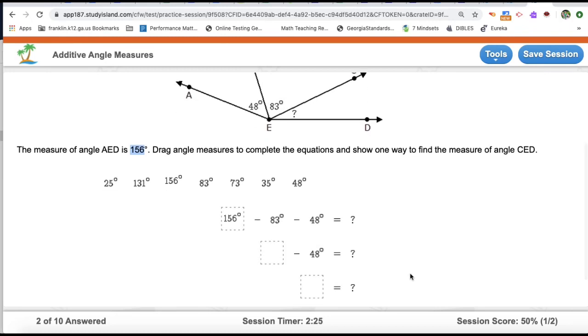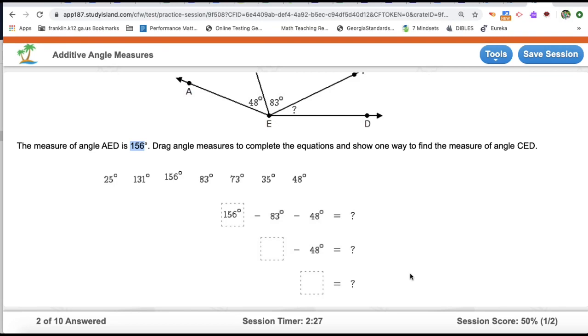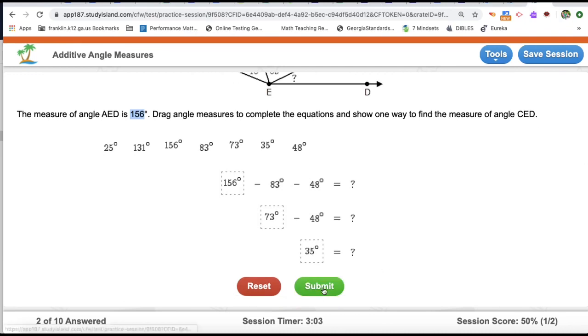So the first step would be to subtract 83 from 156. So y'all do that real quick on your paper. See what you get. I got 73. So if we drag 73 down, now we need to subtract 48 from 73. So y'all do that on your paper. And I got 25, but I want to miss this problem, so I'm going to choose 35, so I'll show you what happens, okay? So I'll hit submit.